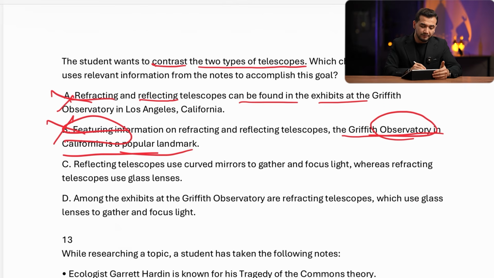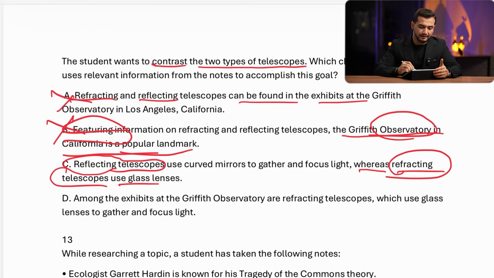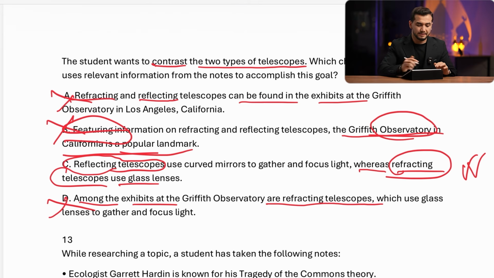So D. Reflecting telescopes use curved mirrors to gather and focus light, whereas refracting telescopes use glass lenses. Okay, it's just a clear contrast. So we are contrasting reflecting telescopes to refracting. Okay. D. Among the exhibits, something are refracting. Okay. No, it's not even close. So that's going to be C, guys.